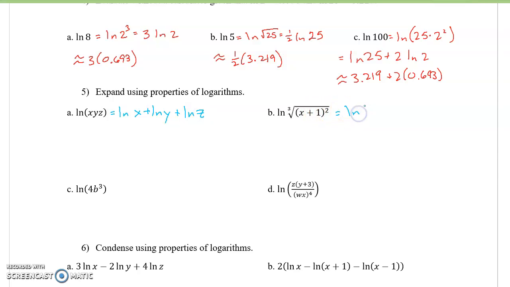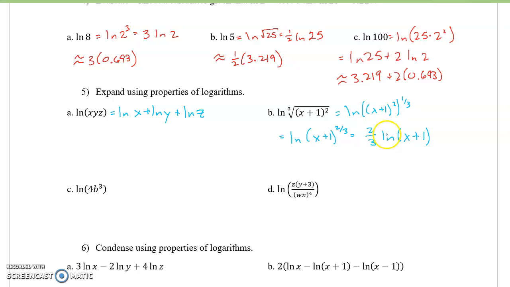Maybe the easiest way to do this problem is to say, well, we've got x plus 1 squared that we're taking the cube root of, so that's actually the same thing as raising it to the 1/3 power. So maybe I'll just start by saying 2 times 1/3 is 2/3, and then we'll just have a one-step problem. Bring that 2/3 out front, the natural log of x plus 1.